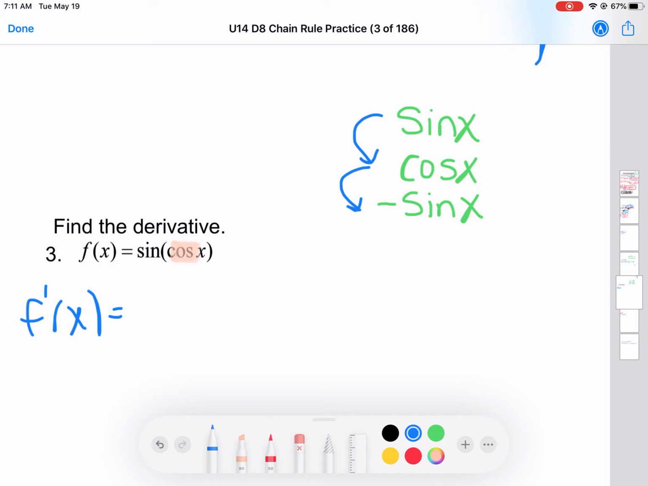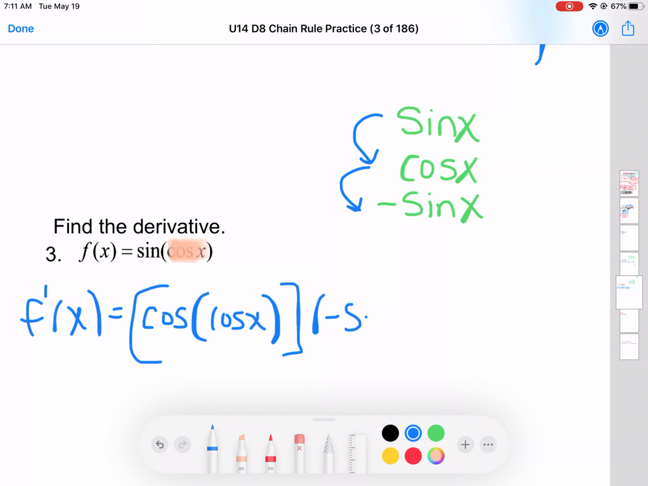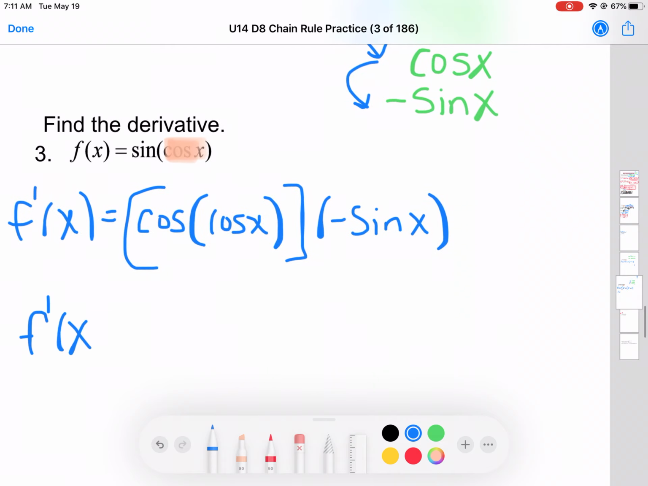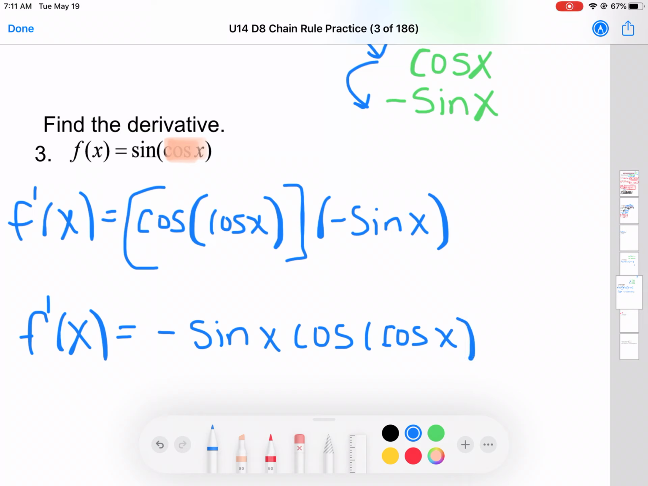So really you're asking yourself just what's the derivative of the sine. The derivative of the sine is cos, so it's cos of cos x. I know that's weird. And now times the derivative of the inside. The derivative of cos is negative sine. If you want to rewrite that without all those parentheses, we can move that sign to the front in the negative and write negative sine x times cosine of cos x. A little weird, this one, but that would be how you would write your answer.